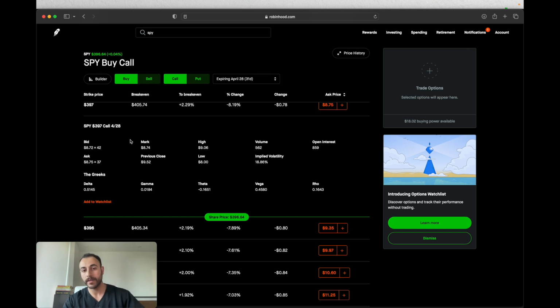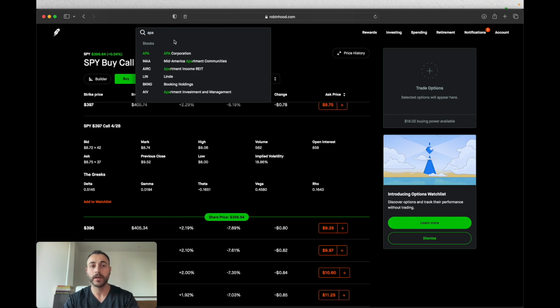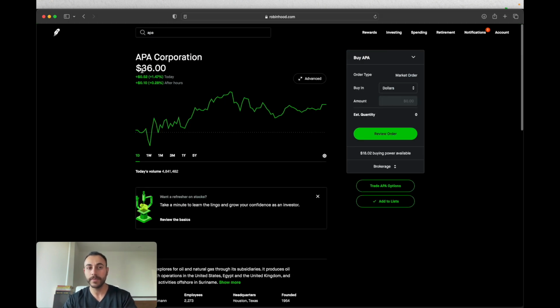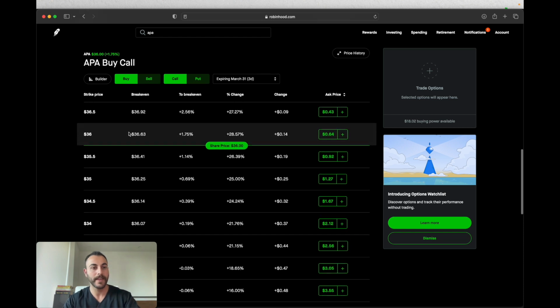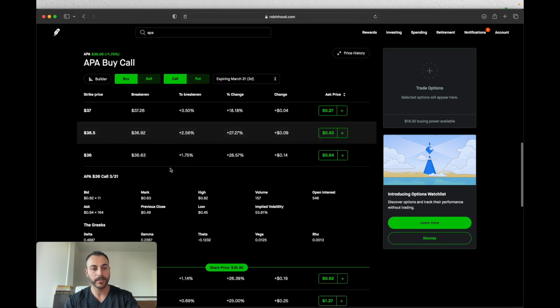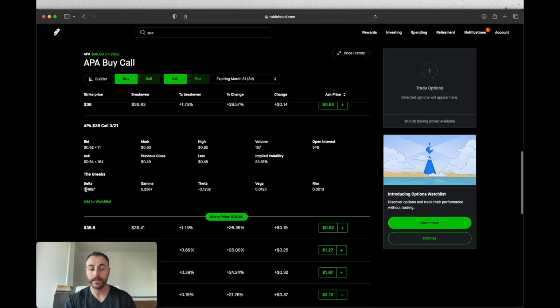However, if we talk about another option contract, let's pull up a company like APA. And this company is only $36. SPY is around $400. APA is only $36. So you're going to see that their option contracts are a little different. So if we look at the $36 strike example here, you're going to see that the Greeks are a little different. They're a little bit more attractive, in fact. So you can see that delta here is 48, but gamma is significantly higher. Why is that? Because the company here is only costing you $36.